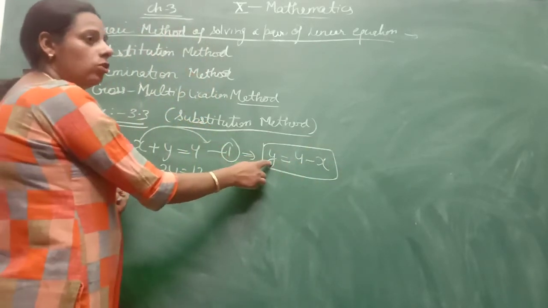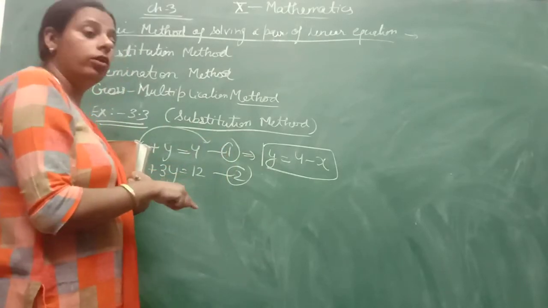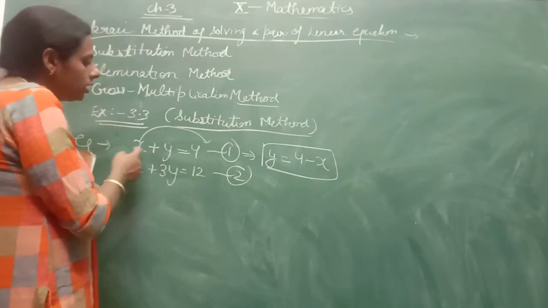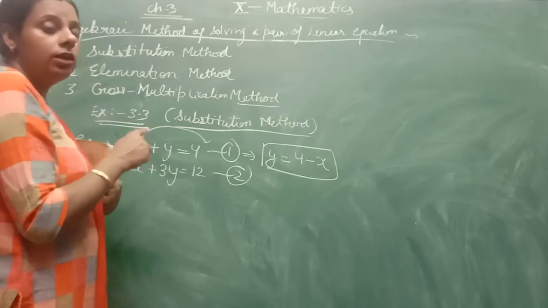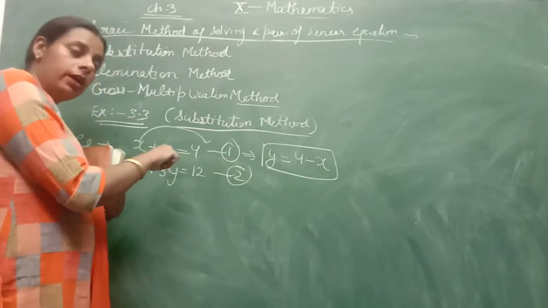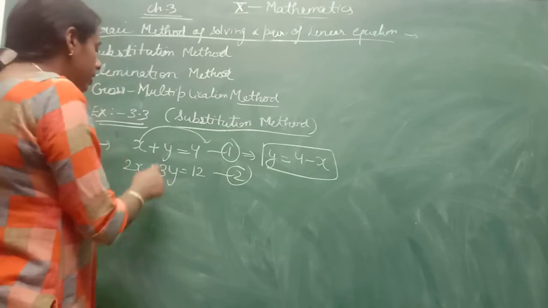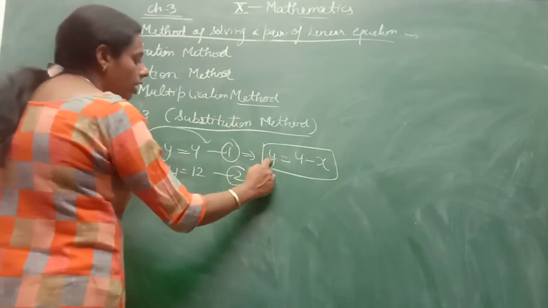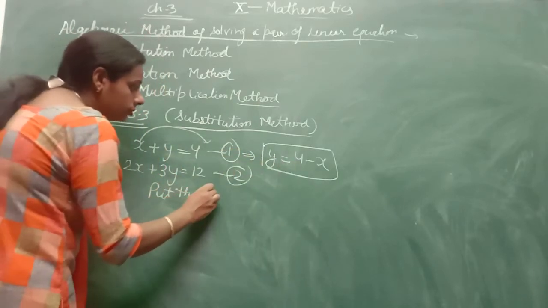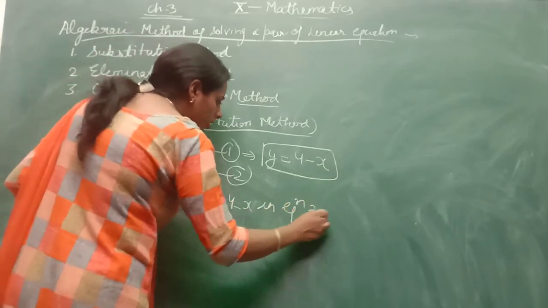Since I am getting the value of variable y from the first equation, don't put it in the first equation again. If you are taking it from the first equation, then put it in the second one. If you are getting the value of any variable from the second equation, then you have to put it in the first one. Here, in this question, I am taking the value of y from the first equation, so put the value of y in equation number 2.